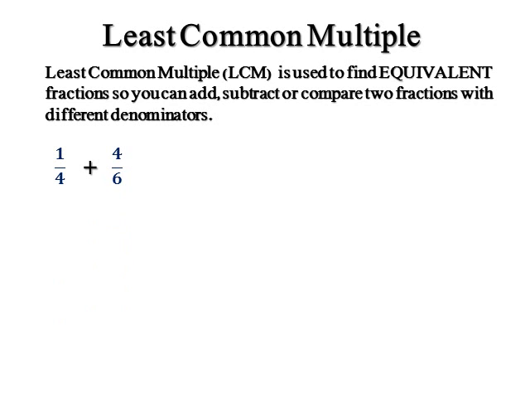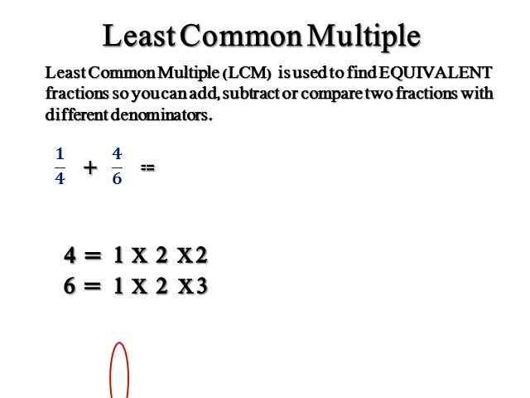Say for example we have 1/4 plus 4/6. As you can see, the denominators are not the same, so you cannot right away directly add that. We need to find the equivalent fractions for 1/4 and 4/6, so you can actually add them directly. Let's factor out the first denominator, which is 4. So that would be 1 times 2 times 2. And then let's factor the second denominator. What we're doing here, we're just dealing with the denominators. 6 would be 1 times 2 times 3.